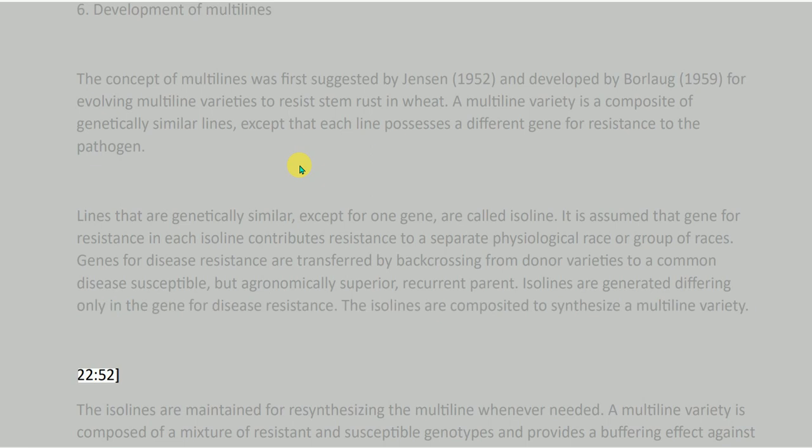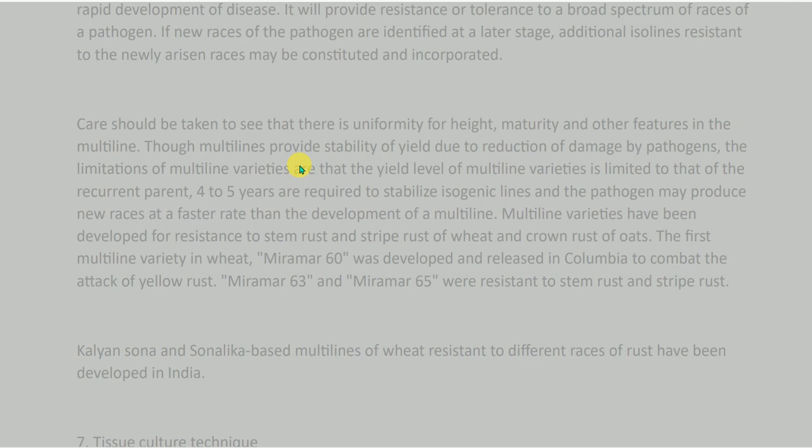A multiline variety is composed of a mixture of resistant and susceptible genotypes and provides a buffering effect against rapid development of disease. It will provide resistance or tolerance to a broad spectrum of races of a pathogen. If new races of the pathogen are identified at a later stage, additional isolines resistant to the newly arisen races may be constituted and incorporated. Care should be taken to see that there is uniformity for height, maturity and other features in the multiline.